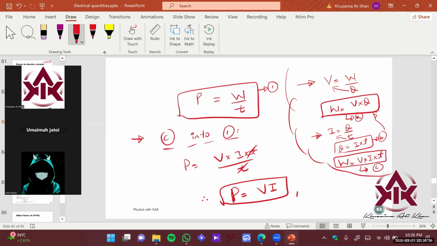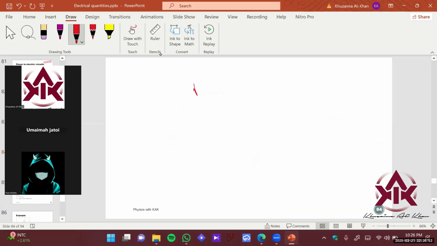The unit for power is again the same, that is watt, capital W. Now, if you also want to define watt in terms of electrical quantities, it goes as follows. We have this formula, power is equal to VI, and V is measured in volts, current is measured in amps. So in the electrical domain, 1 watt is the same as 1 volt times 1 ampere.